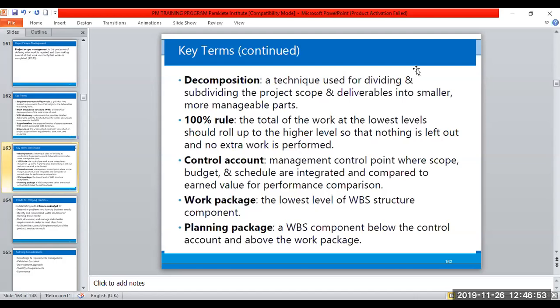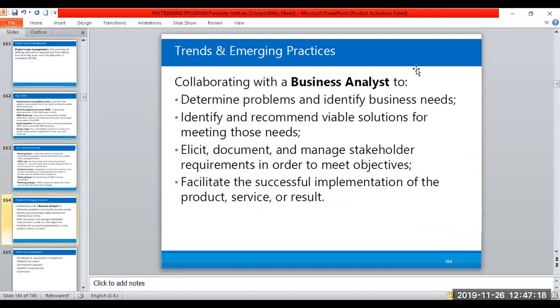Control account is a management control point where scope, budget, and schedule are integrated and compared to earned value for performance comparison. Work package is the lowest level of work breakdown structure component. The planning package also is a work breakdown structure component below the control account and above the work package. We're going to see the picture of that shortly.